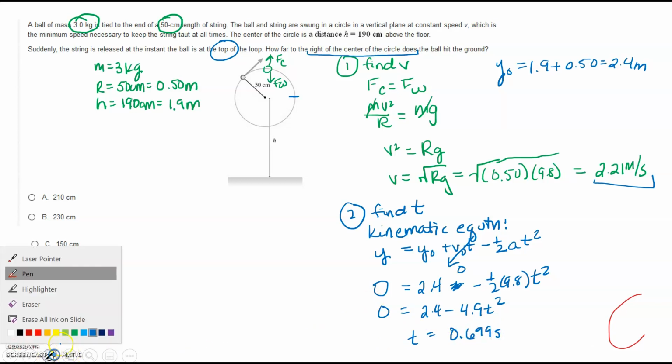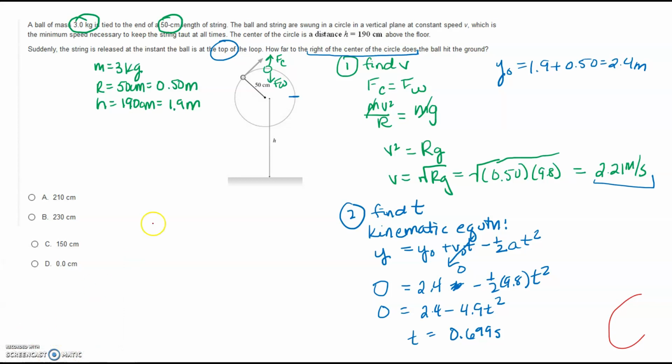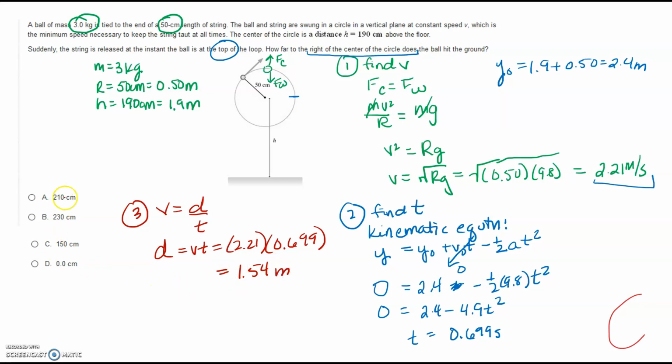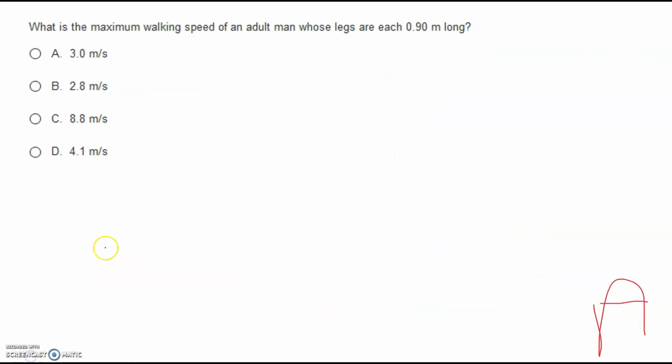So then the last part of this is using velocity is equal to distance over time and solving for distance. So that's d equals v t. Now I'm going to use my 2.21 and my time, and I get 1.54 meters, but all of my answers are in centimeters, so I have to convert, and I get 154 centimeters, which is right here. Okay.